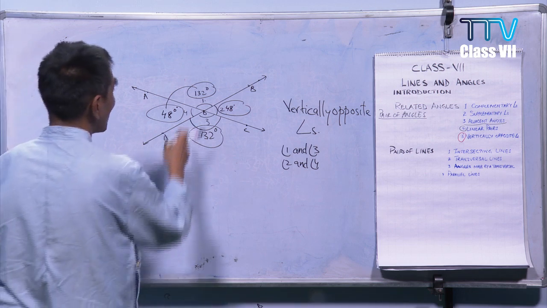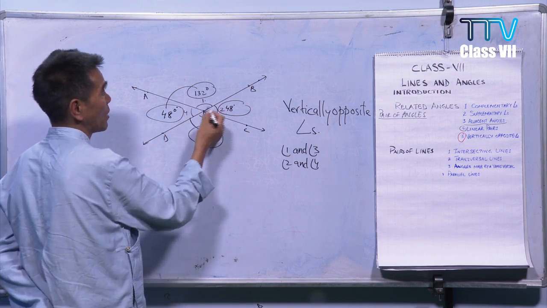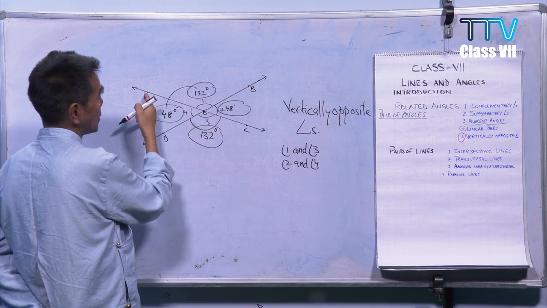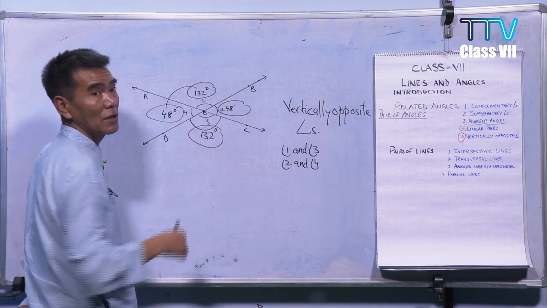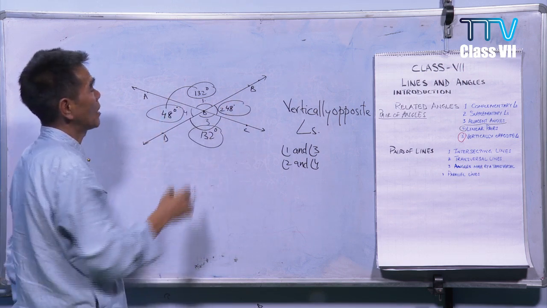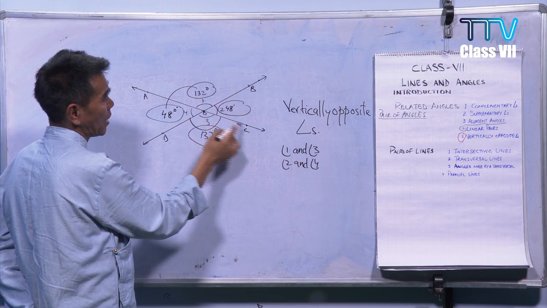And angle 1 and angle 2 are adjacent angles. Common is point O, common arm BO. The non-common arms AO and OC are on either side. So angle AOB and BOC are adjacent angles.